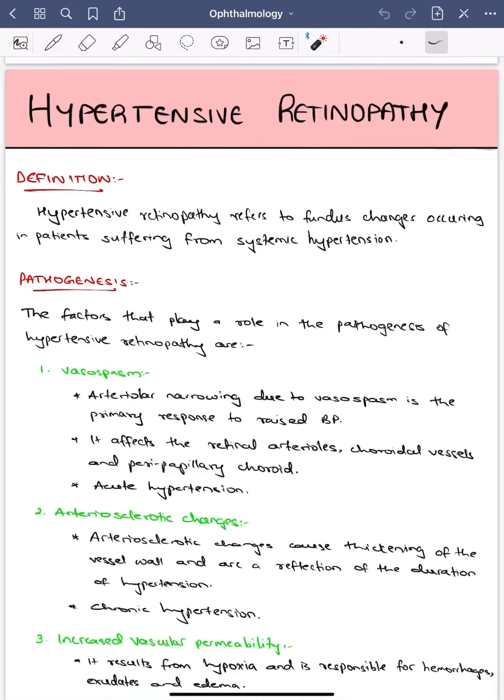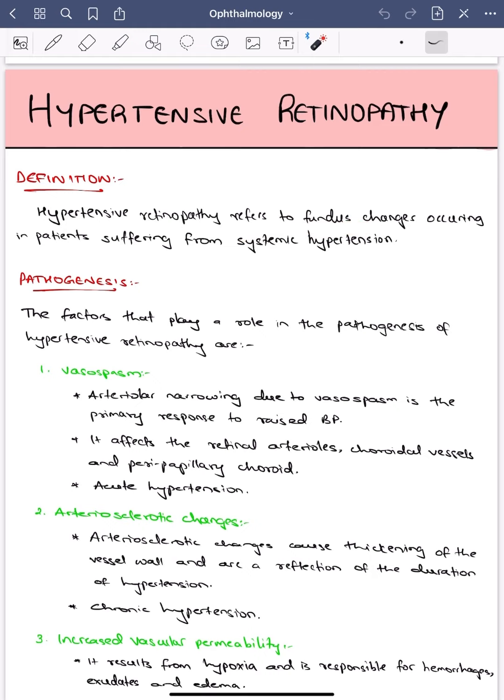In this lecture, we'll be discussing hypertensive retinopathy. Now, the definition. Hypertensive retinopathy refers to the fundus changes occurring in a patient suffering from systemic hypertension. Okay, so changes in the fundus due to systemic hypertension, that is hypertensive retinopathy.